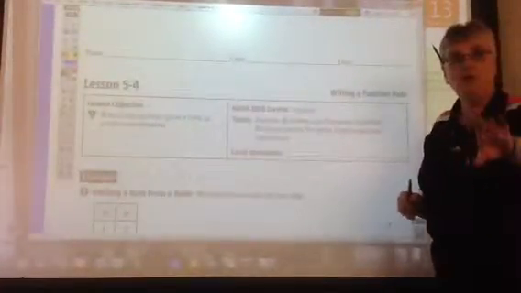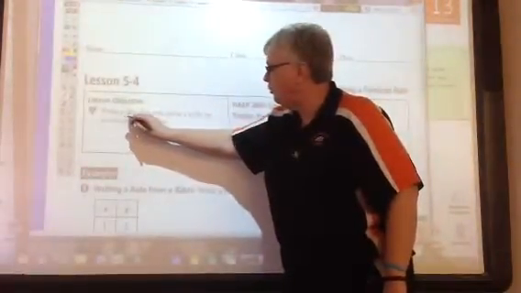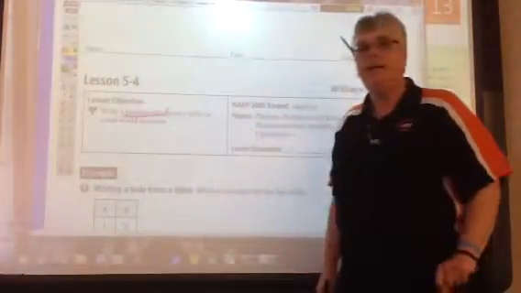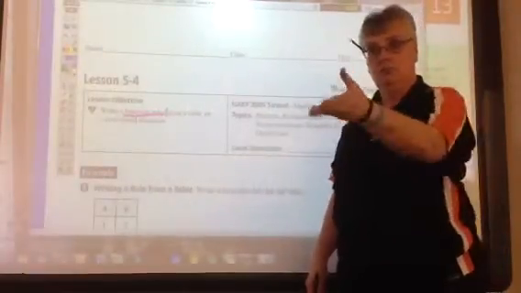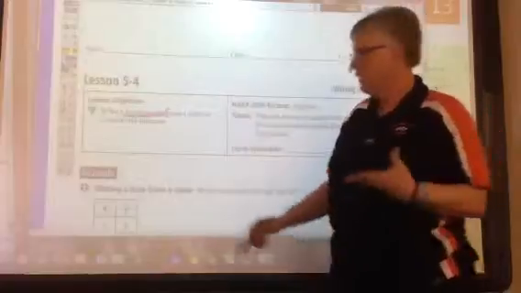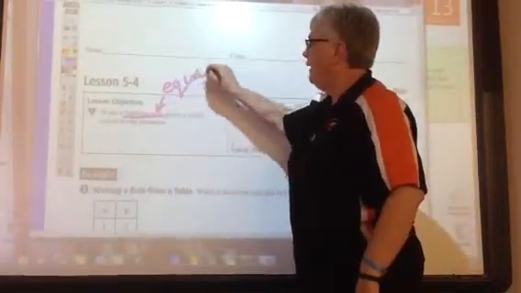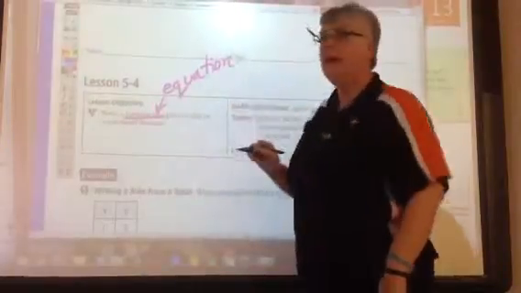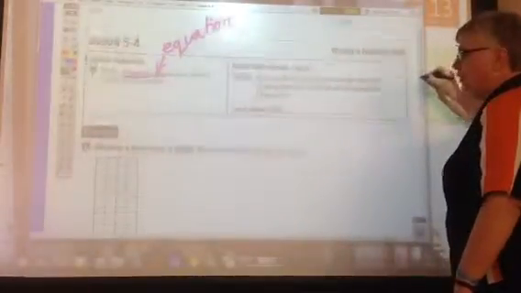All right, today we're doing lesson 5.4, and the function rule is what we're going to talk about today. Now, does everybody know what a function rule is? Well, it's just like the equation to... It is. When we talk about it, we're just basically going to make up an equation that fits our data. So that's basically what the end run will look like. It's going to look like an equation.